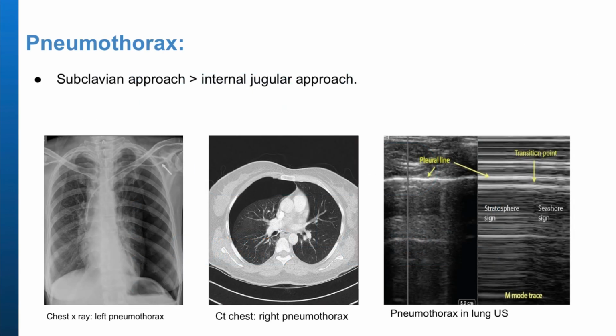One of the most common complications for vascular access insertion is pneumothorax. It usually happens with subclavian approach more than internal jugular. We can diagnose pneumothorax by chest X-ray or by CT chest or by lung ultrasound. As we can see in this X-ray, there is pneumothorax in the right side, and in this CT chest there is pneumothorax in the left side, and in this lung ultrasound we can see a barcode sign or stratosphere sign, which is pathognomonic for pneumothorax.